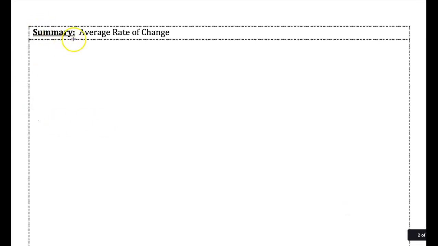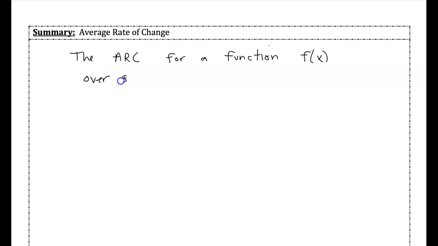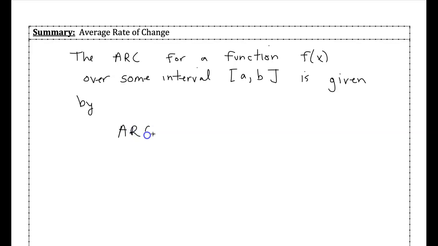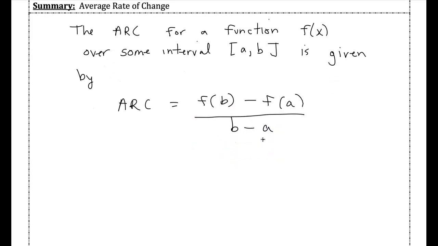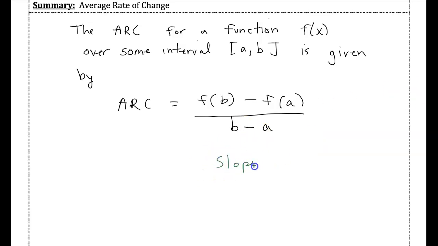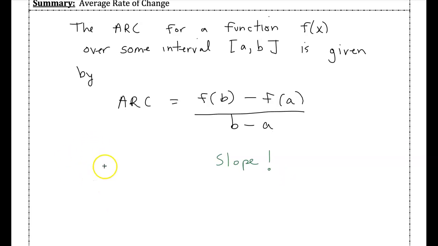So how do we summarize the average rate of change? Well, we would say that the average rate of change for a general function, let's say f of x, over some interval, let's say from a to b, is given by this equation: f of b minus f of a, all over b minus a. You might notice this is a slope formula, so this is the slope of a line, and we'll discuss that a little bit later.